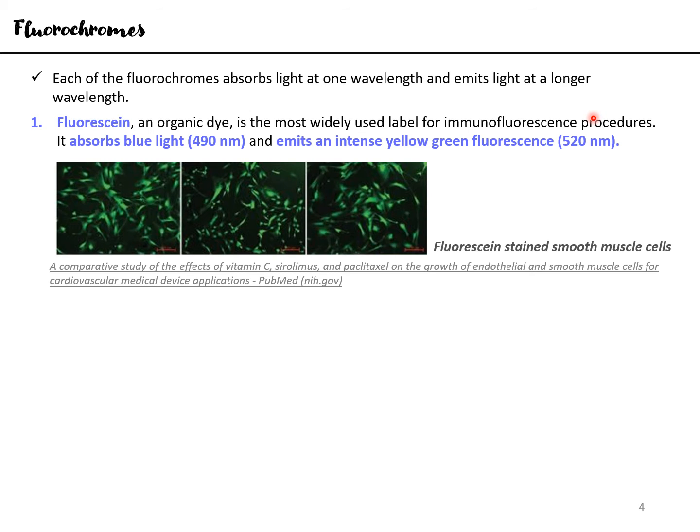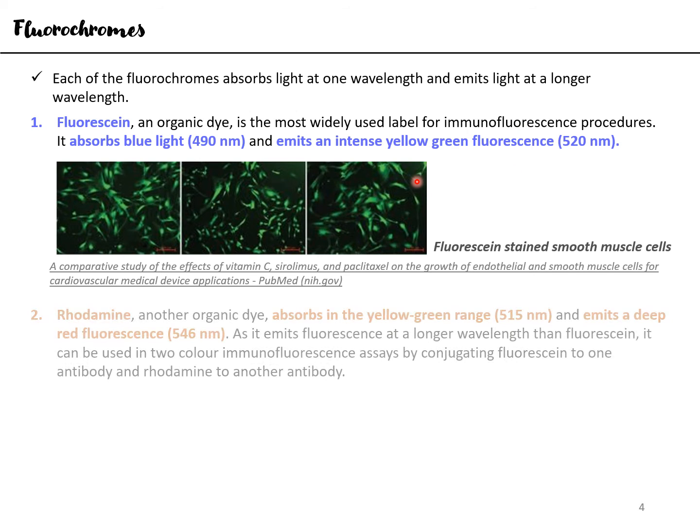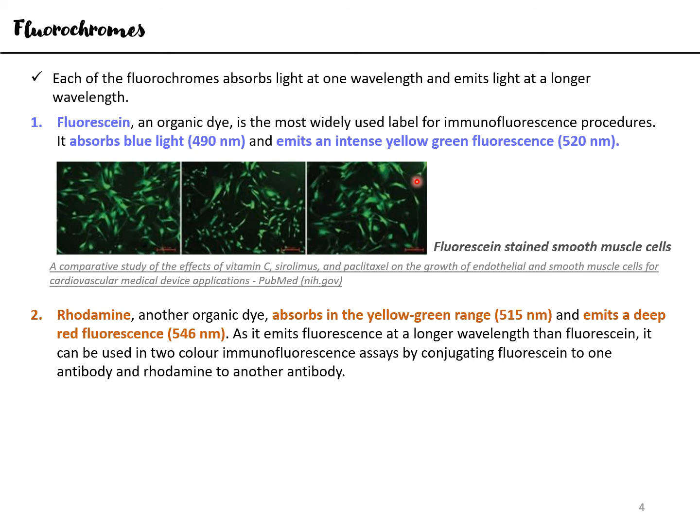To be more precise, it's an image of smooth muscle cells stained with fluorescein. And as you can see, it emits a very intense greenish light. The next most commonly used dye is rhodamine. So it is also an organic dye. It absorbs in the yellow-green range of around 515 nanometers and emits a deep red fluorescence of 546 nanometers.